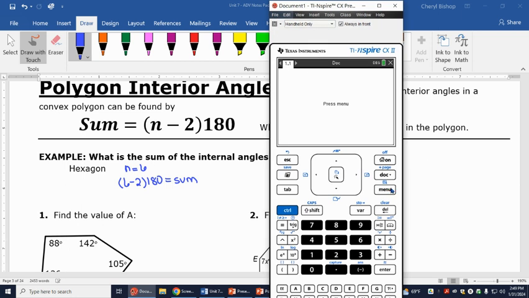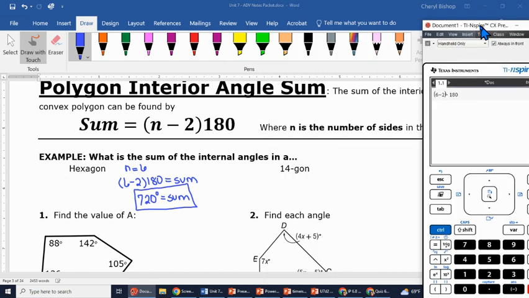And you can put this all in your calculator at one time. I'm going to open a calculator page. You can do parentheses 6 minus 2, or you can do that part in your head and do 4 times 180. And I get an answer of 720. So every convex hexagon in the whole world has an angle sum of 720 degrees if you add all 6 of its angles together.